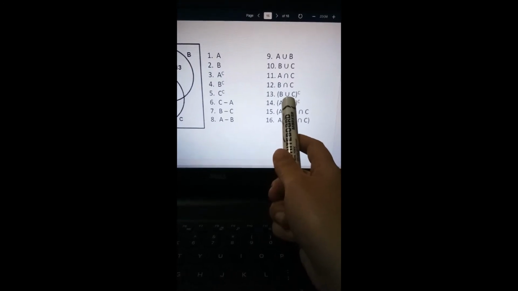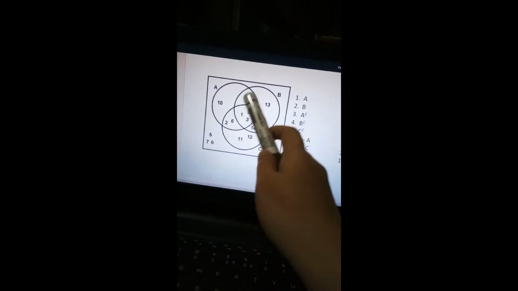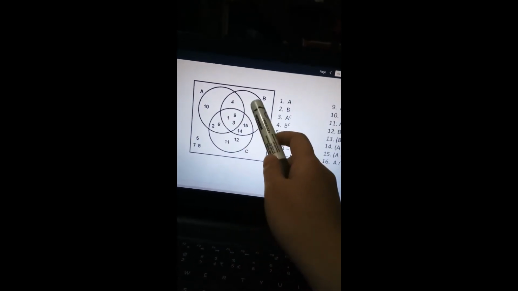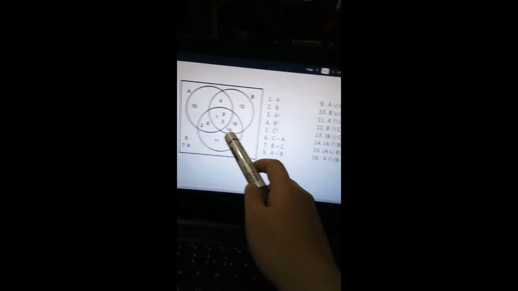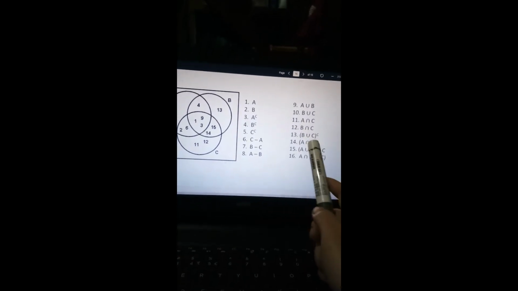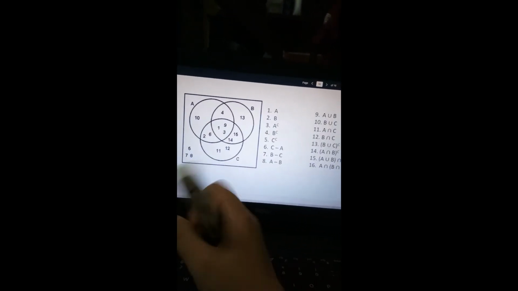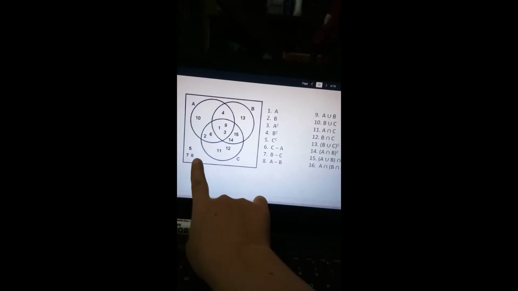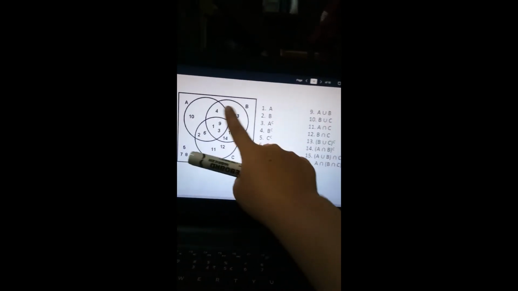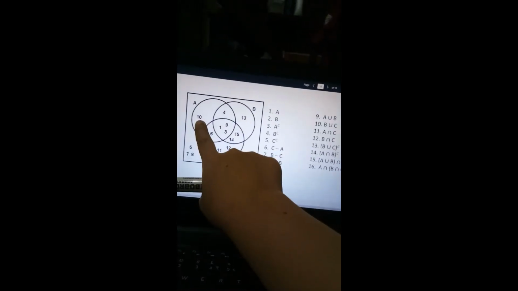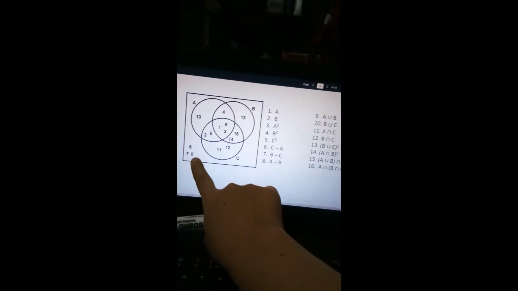B union C muna. This is B union C. Kaso, complement. So, not B union C. Yun yung meaning nun eh. Kasi nga complement. So, the answers are 10, 5, 7, 8. B union C. Kaso may complement sa labas. So, not B union C. Answers, we have 10, 5, and then 7, 8.